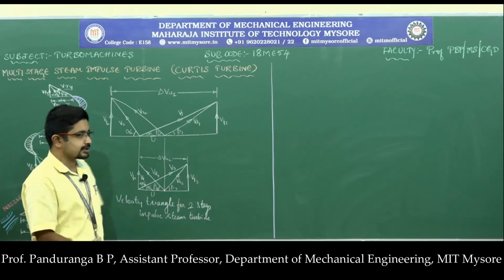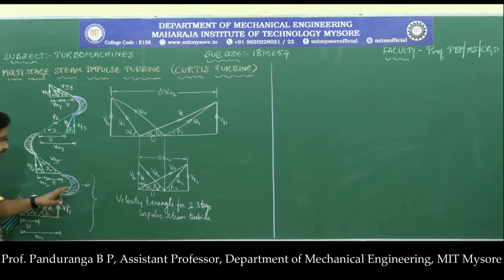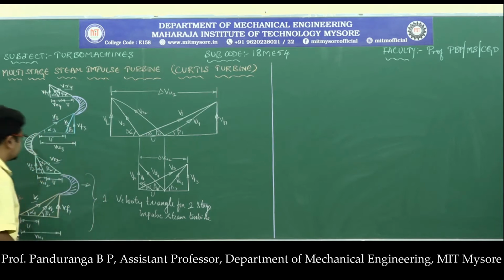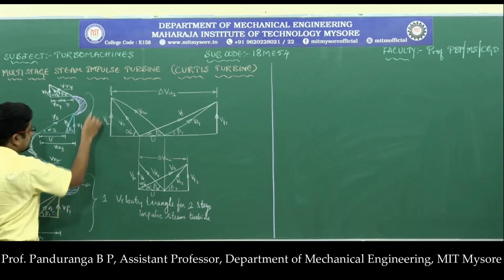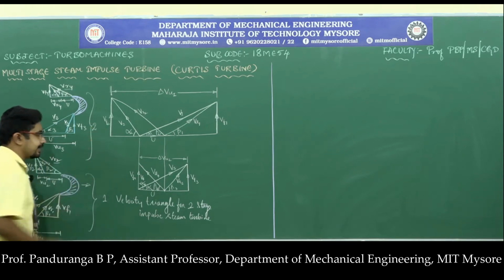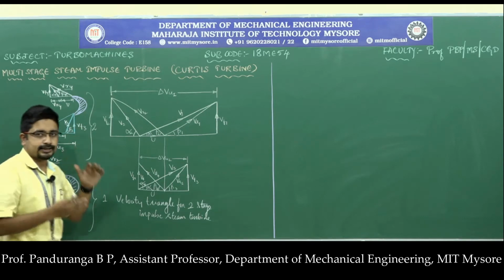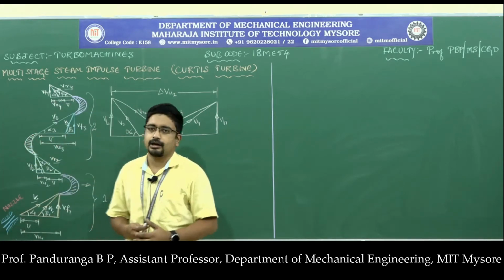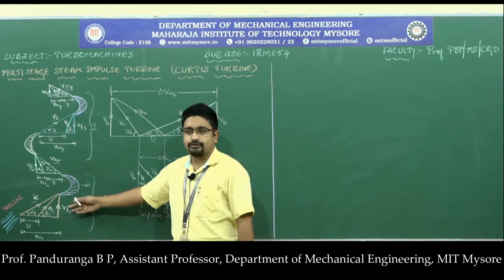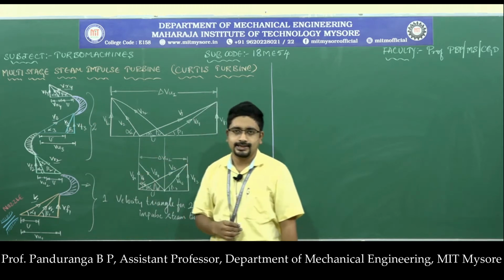And since we have two stages here, this is the first stage. The nozzle and the first row of moving blade is stage 1, then the fixed blade and the last row of moving blade is the second stage. We cannot write the velocity triangle for the first stage and second stage at the same location, as that will confuse us a lot. So what we do is we write the velocity triangle for the first stage and below that we write the velocity triangle for the second stage.